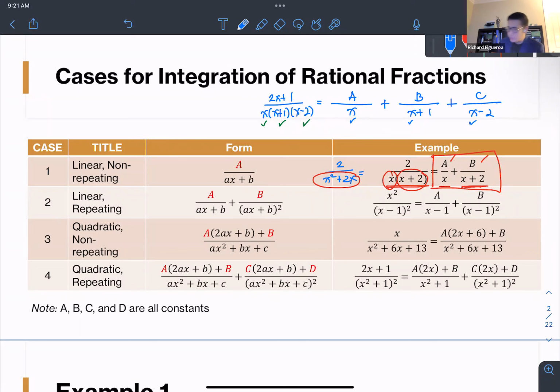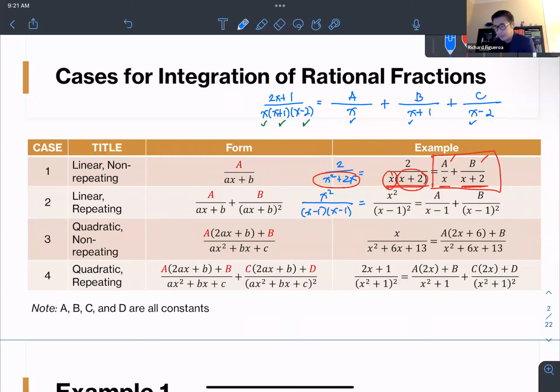When we say case 2, this example is case 2: x squared all over x minus 1 raised to 2. Remember that x minus 1 raised to 2 is the same as x minus 1 times x minus 1. So there are two factors, both linear, x minus 1 and x minus 1. However, it repeats. Therefore, there's a repetition, so that makes it linear repeating.